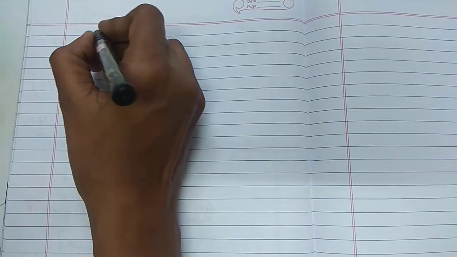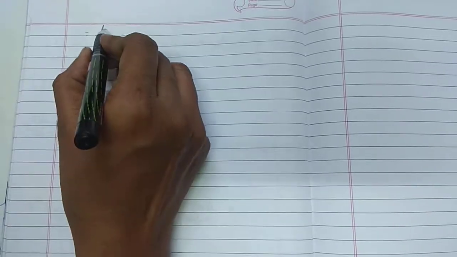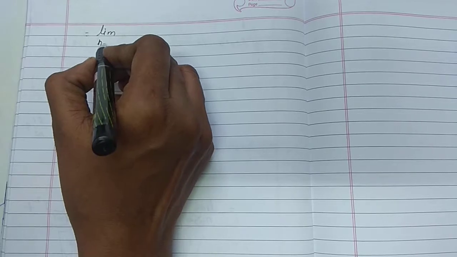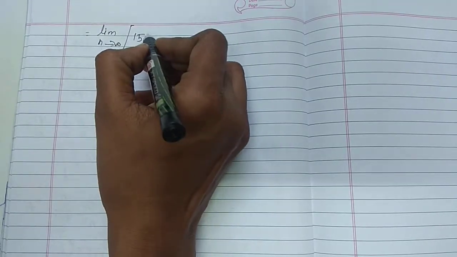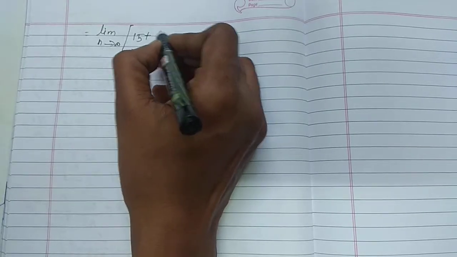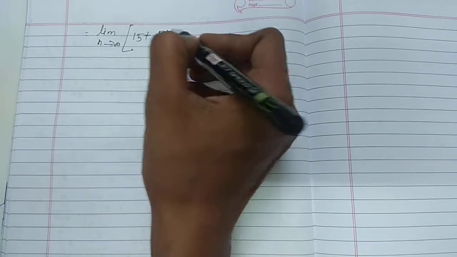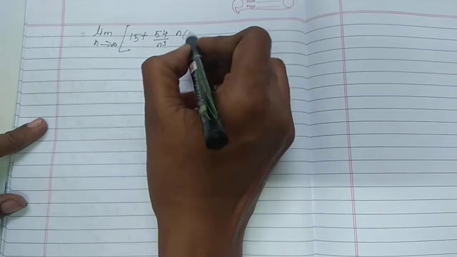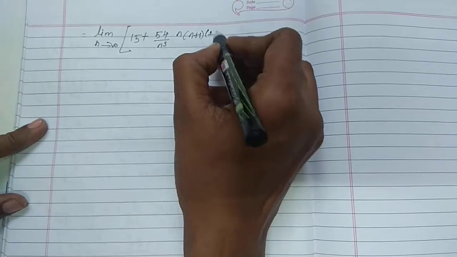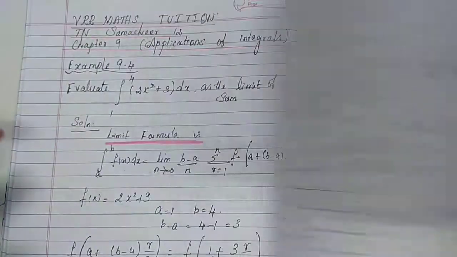is equal to limit n tends to infinity, 15 plus 54 by n cube, n plus 1, 2n plus 1 by 6.